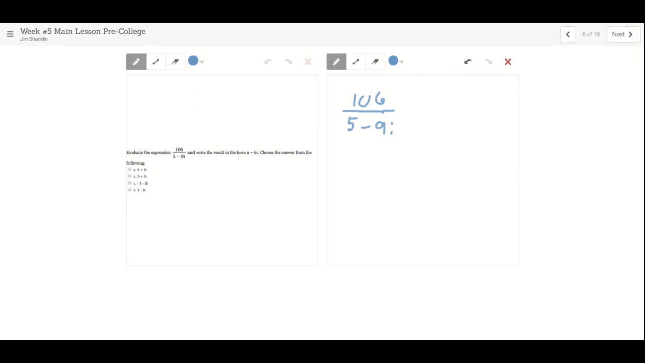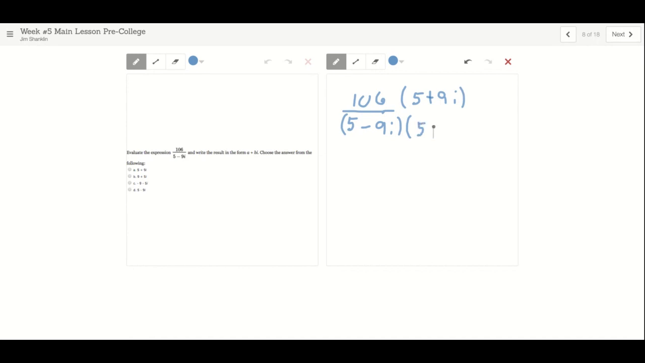So we can't have an i in the denominator. So how do we get rid of it? There's only one way. You have to multiply top and bottom by the conjugate. Somebody's like, I don't even know what the conjugate is. How am I supposed to multiply top and bottom by it? So this is what I'd have to do on this problem. I would have to multiply the top and bottom by 5 plus 9i.